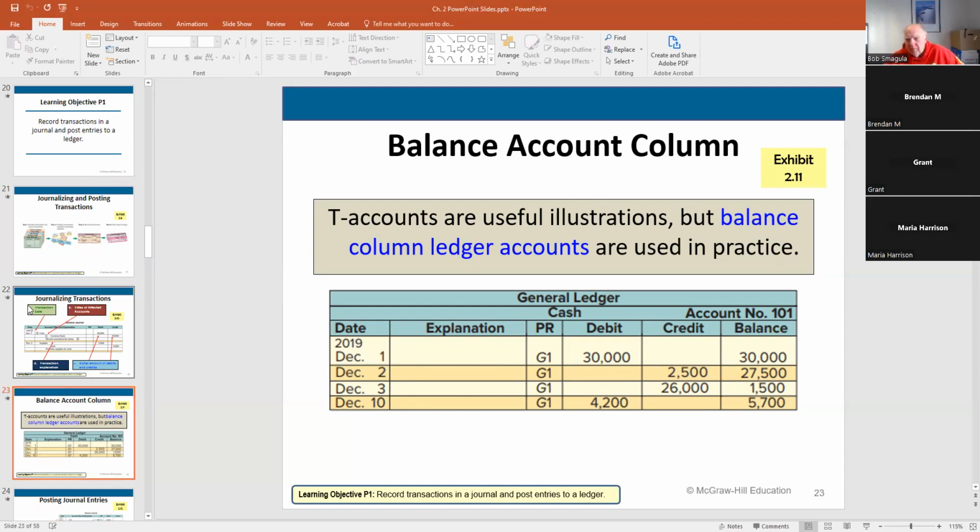This is a typical general ledger, and you're going to have one folder like this for each account. So here's your cash. On December 1st, they brought in $30,000. That means that's the balance. Then they had two spending events, which brought the balance down to $1,500. And then they received $4,200 more, giving them a balance of $5,700.